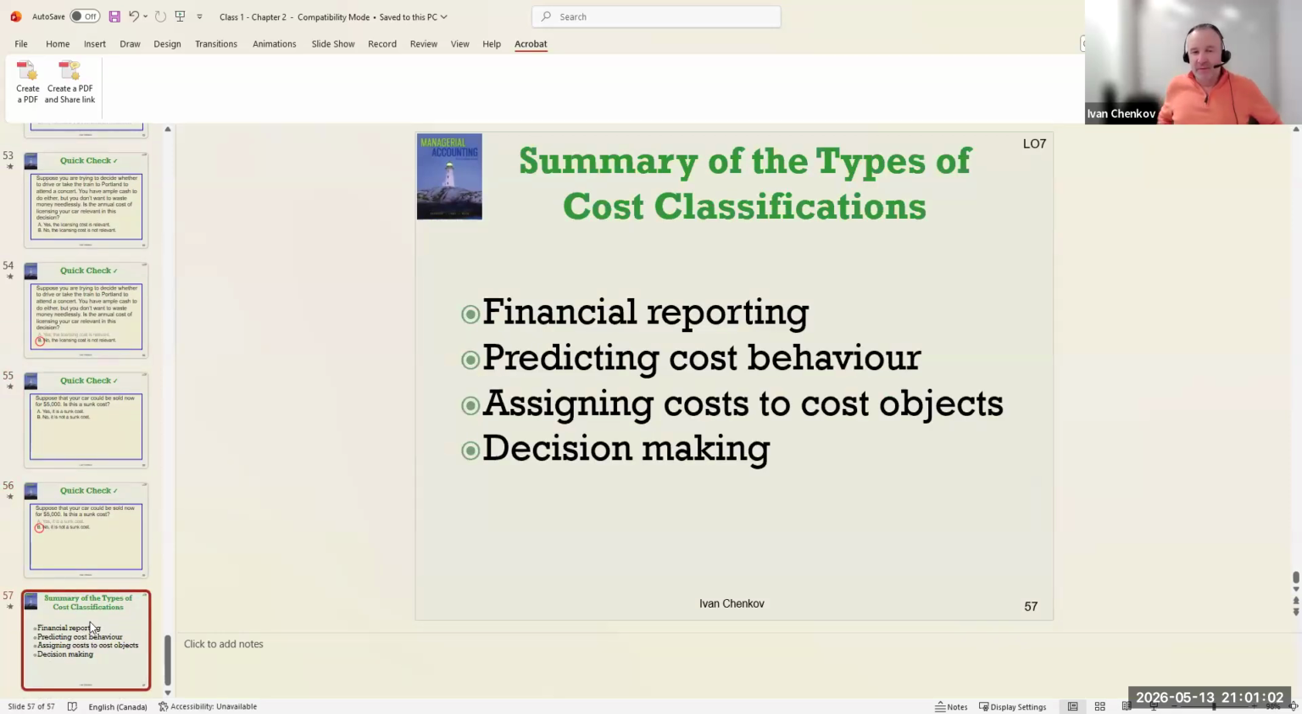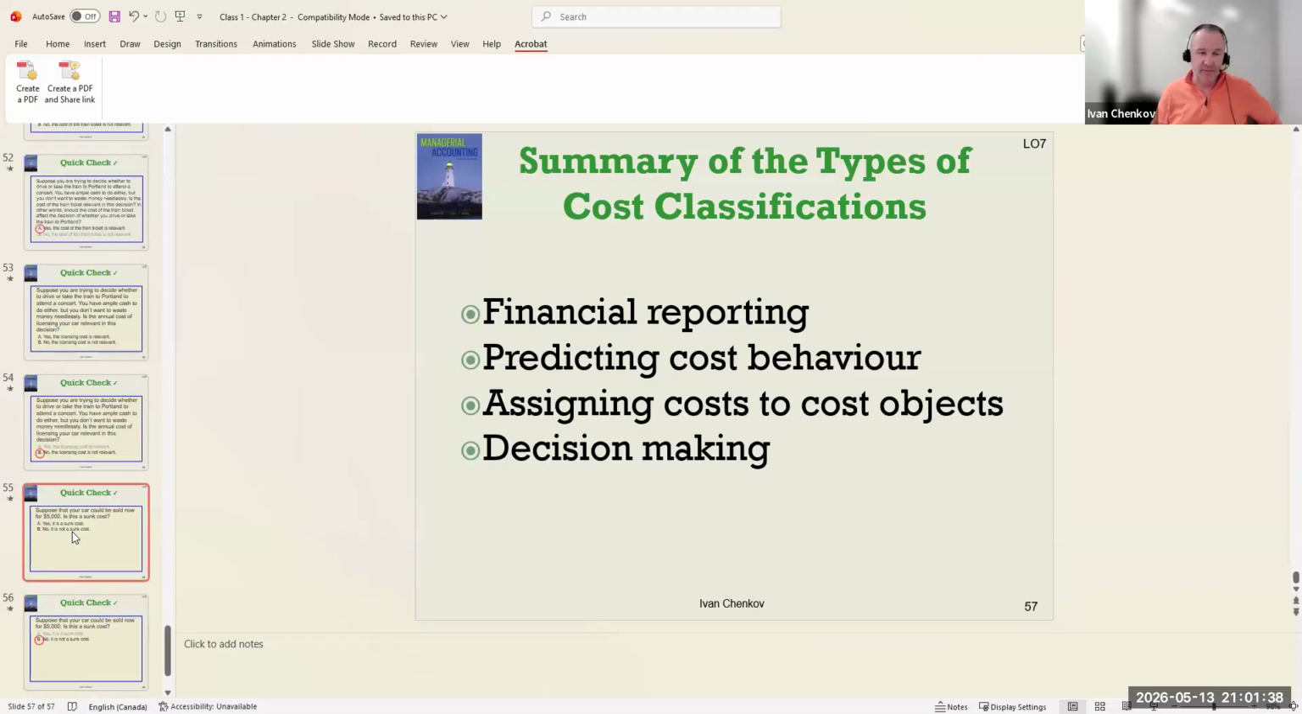So let's go to the summary for this chapter. The summary is cost classification. For financial reporting, we have product cost and period cost. For predicting cost, we have variable cost and fixed cost. For assigning cost to the object, we have direct cost and indirect cost. And for decision making, we have relevant cost, differential cost, sunk cost, and opportunity cost. We're going to see all those decision-making costs in chapter 12.